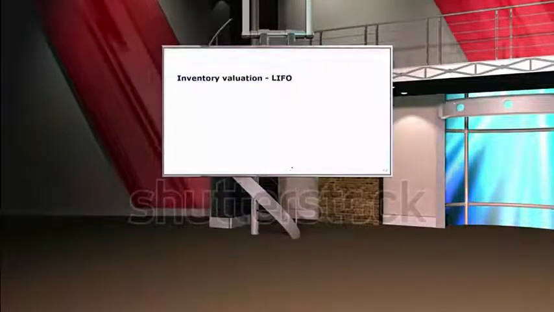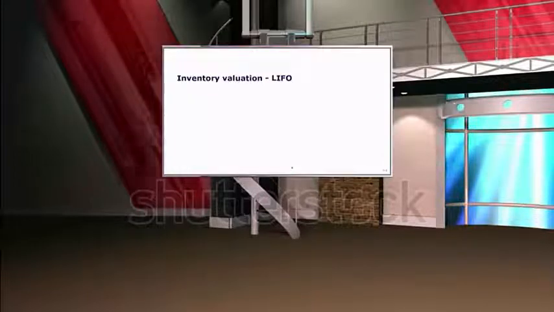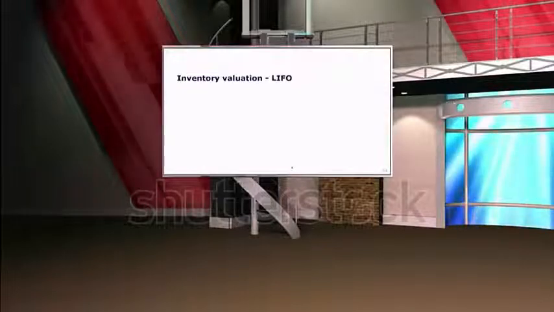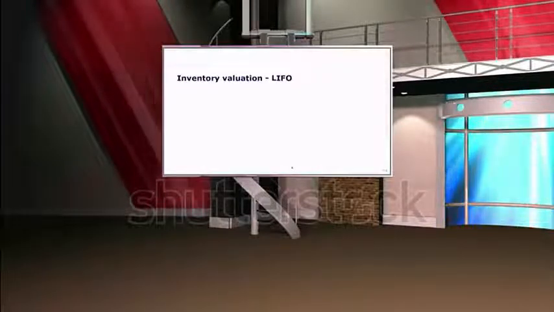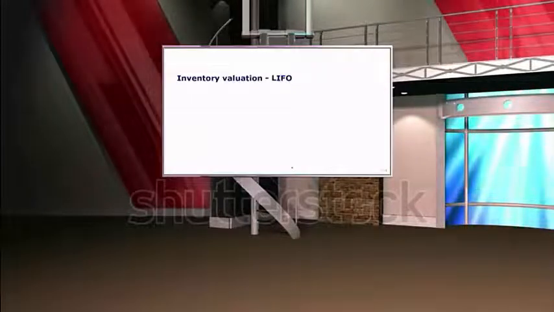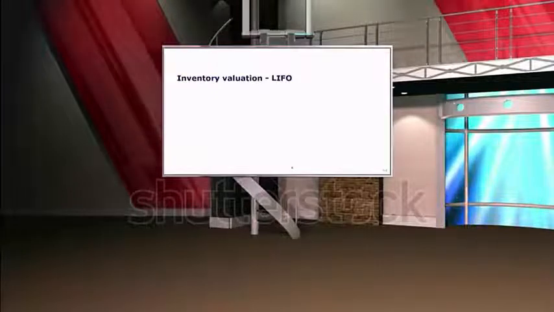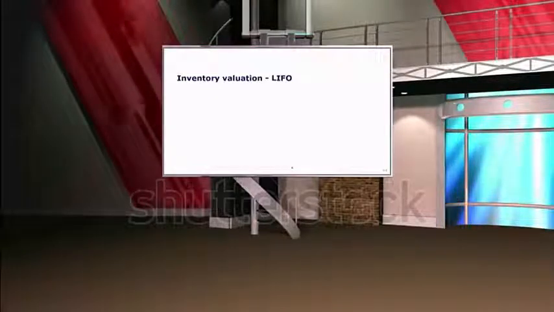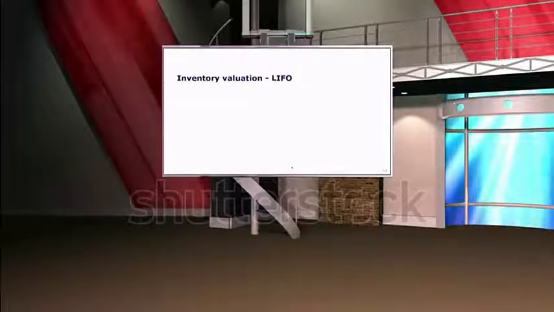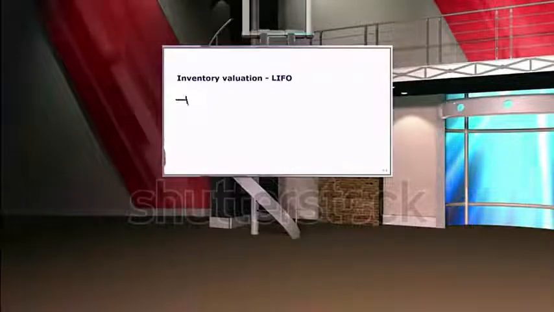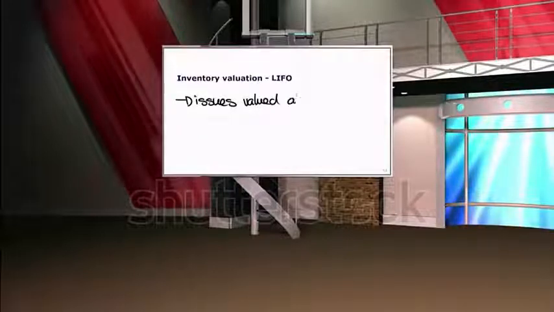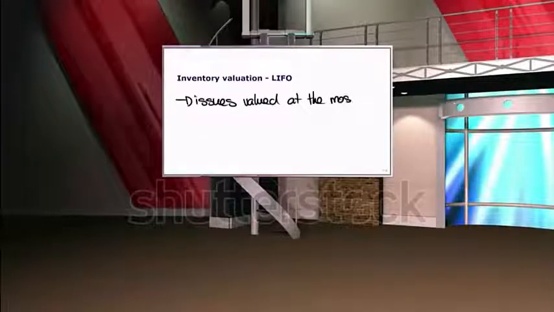The next inventory valuation method we are going to look at is the LIFO method, so last in, first out. Under this method, when we are issuing inventory to production, we issue it at the most recent available price. So in other words, we take the units which we purchased most recently and give them to the production department. So under our LIFO method, issues are valued at the most recent available price.